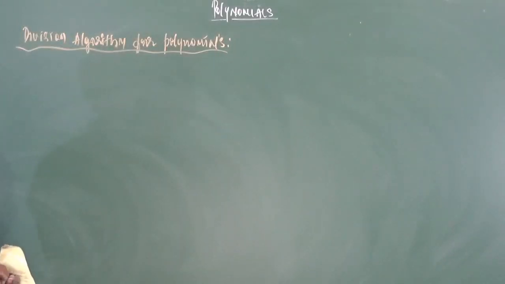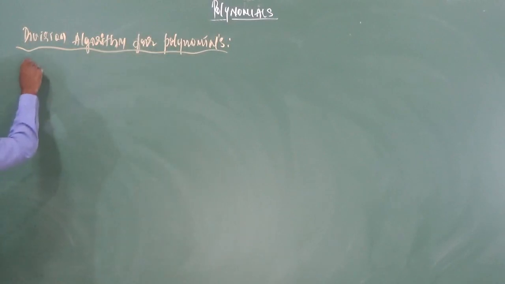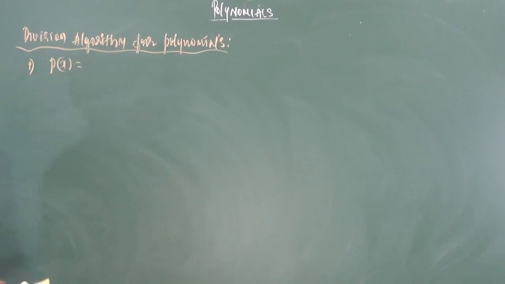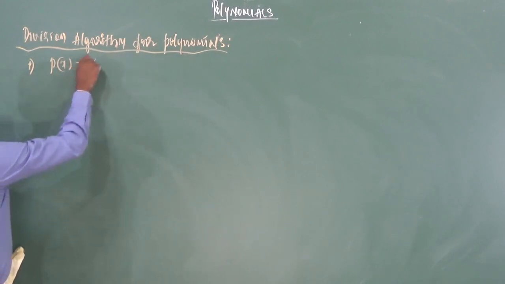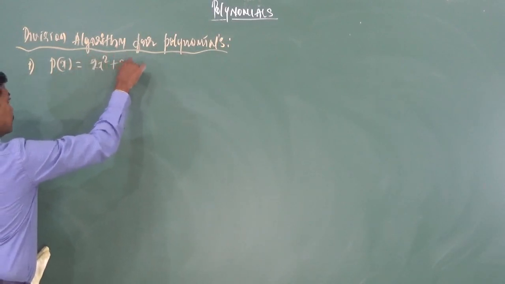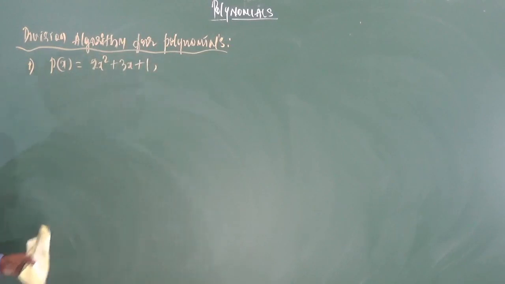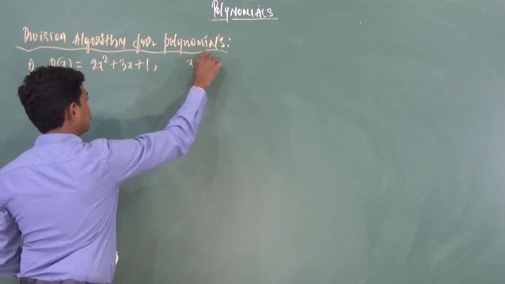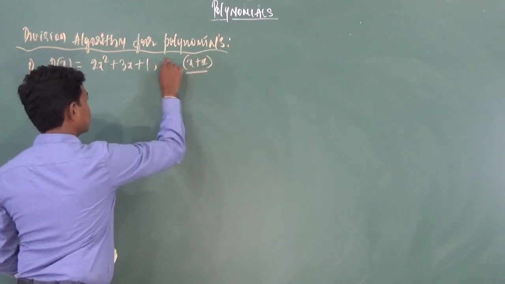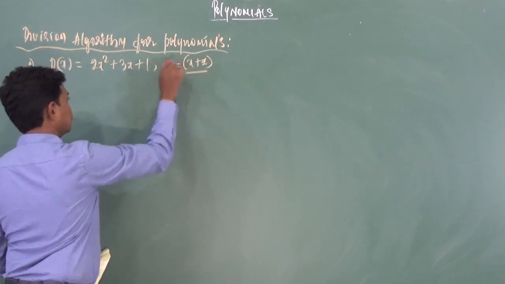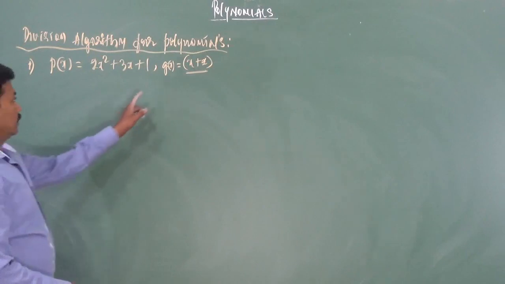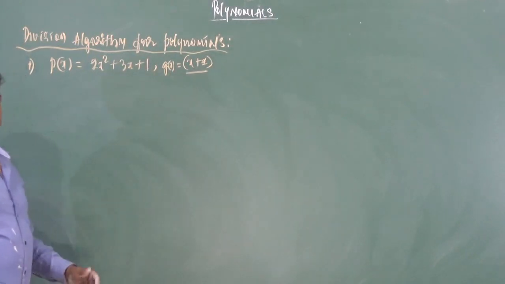Let's take a beautiful example. P of x is equal to, I have a polynomial, for example, 2x square plus 3x plus 1 is a polynomial, and one of its factors is x plus 2. Now let us consider another polynomial as g of x, that is x plus 2.